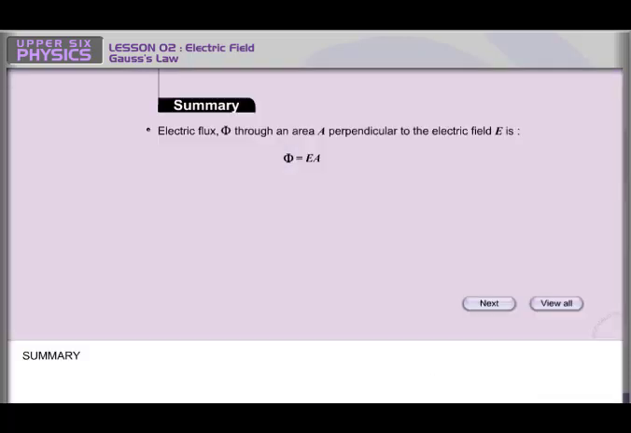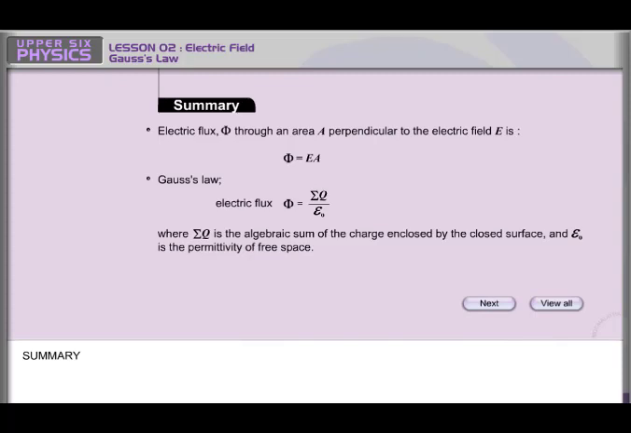Summary. Electric flux phi through an area A perpendicular to the electric field E is phi equals EA. Gauss's law: electric flux phi equals sigma q over epsilon naught, where sigma q is the algebraic sum of the charge enclosed by the closed surface, and epsilon naught is the permittivity of free space. Gauss's law can be used to derive Coulomb's law.